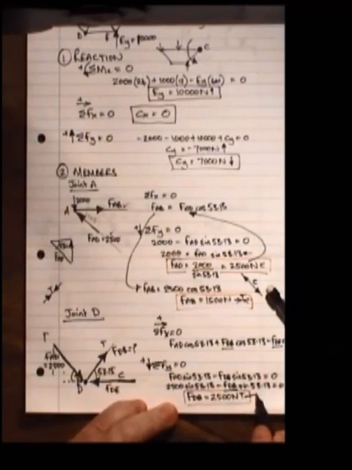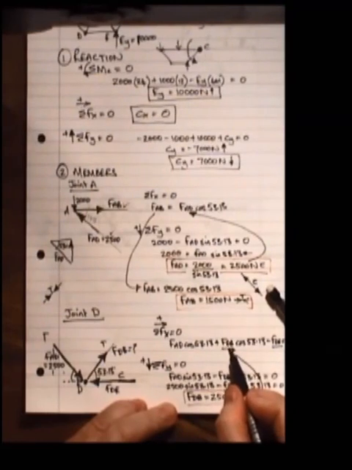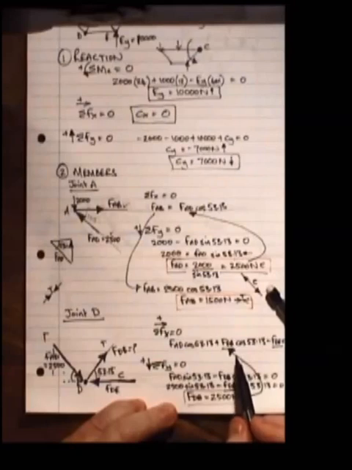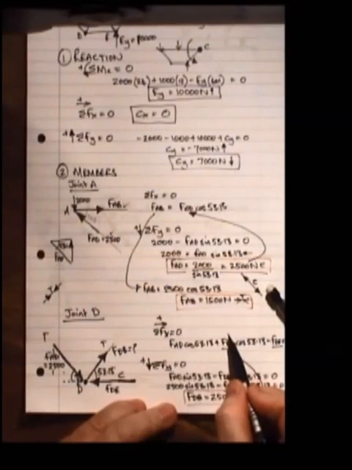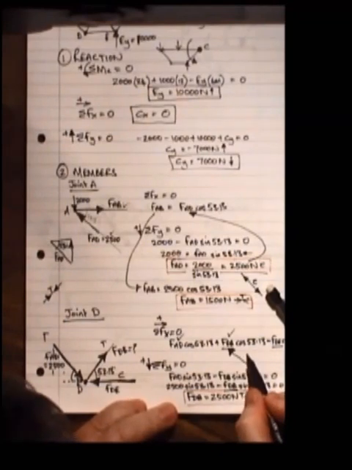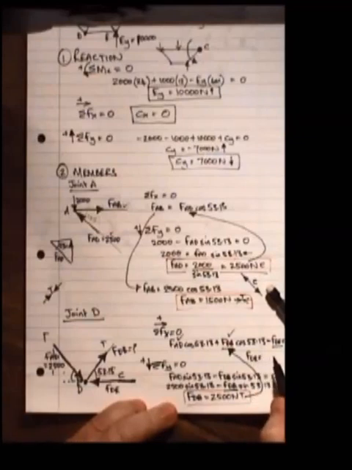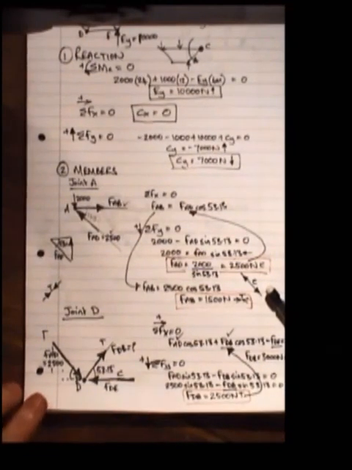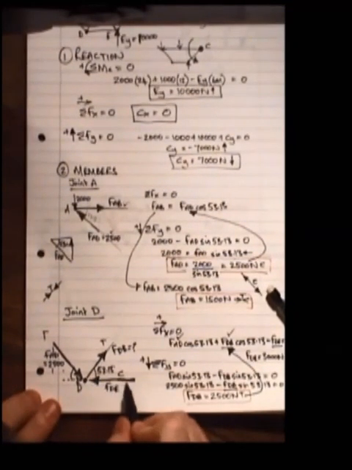Put FDB into this equation here, and we know what FAD is, so we know what FDB is now, we know what FAD is, 2,500, and you can work out what FDE is. FDE equals 3,000 newtons. FDE, arrows are pointing outwards, it's in compression.